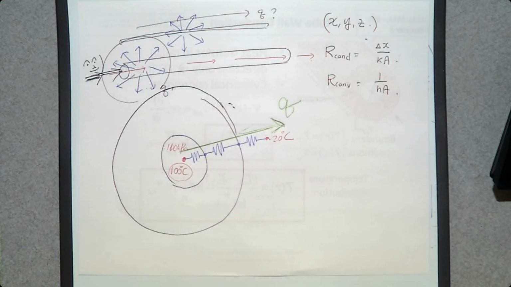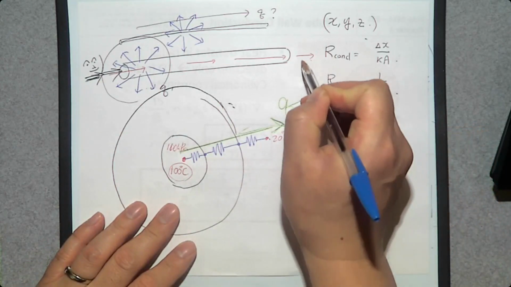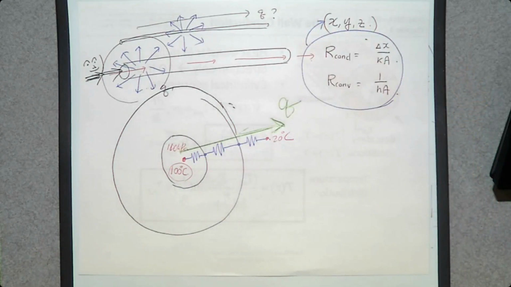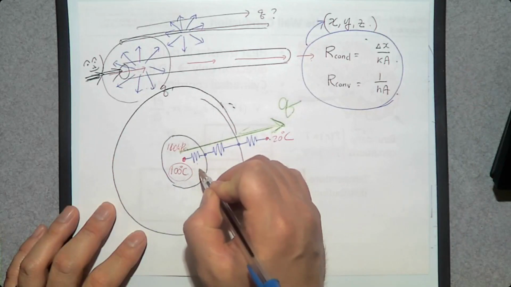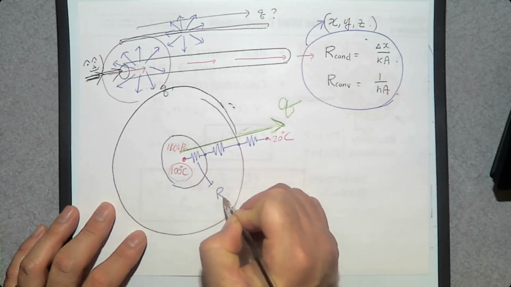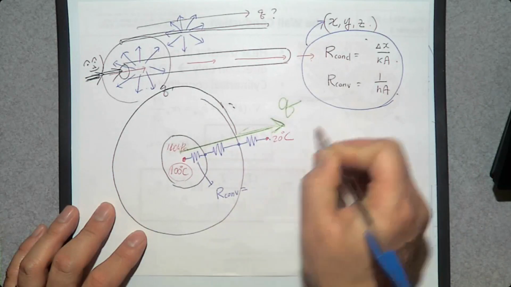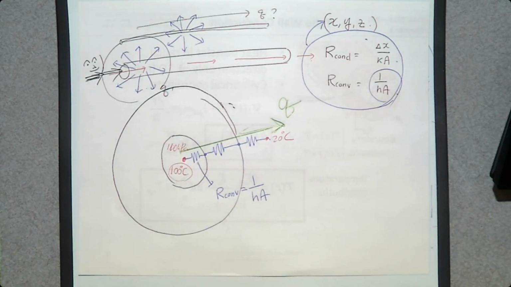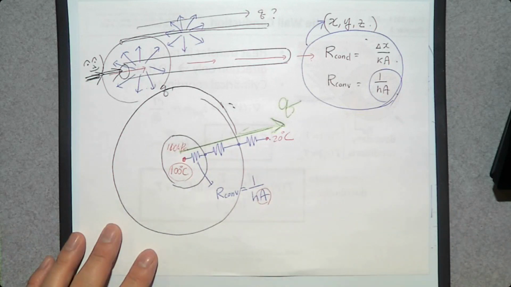Then, can we use the resistances that we studied from the Cartesian coordinate system? Let's see. So there's a convection resistance. What is the convection resistance? Here it is going to be R by convection, which is 1 over hA. The h is going to be the convection heat transfer coefficient, depending on the material and the fluid velocity. And what about this area?